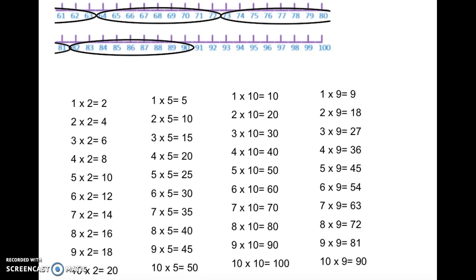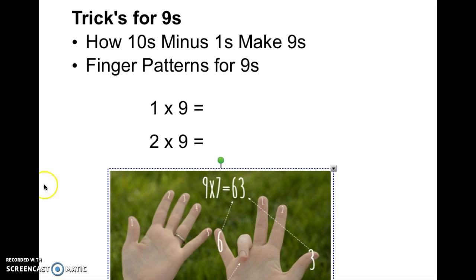All right. Lastly, we're just going to look at a couple of tricks for remembering 9s, because 9s are ones that are harder. People get the 2s and the 5s and the 10s, but 9s are harder. So first trick, how 10s minus 1 makes 9. So if you think of it as times 10, and then you subtract 1. So 1 times 10 equals 10, minus 1 equals, you got it, 9.